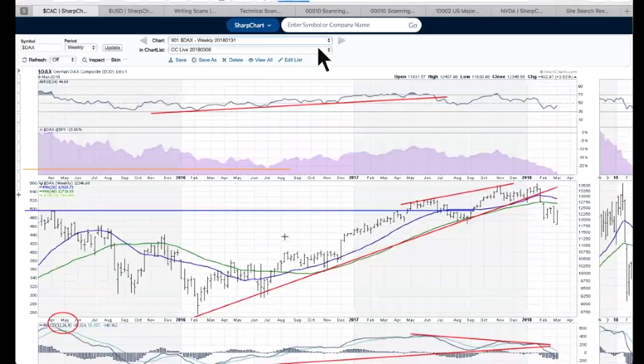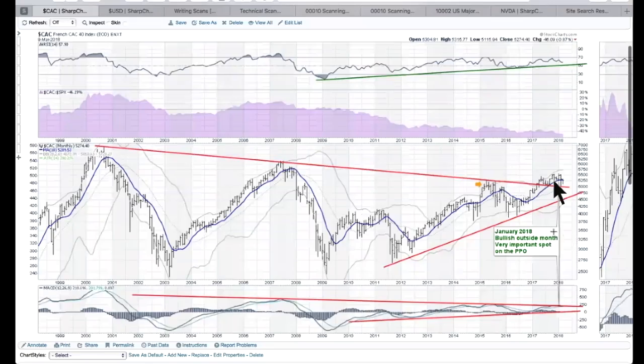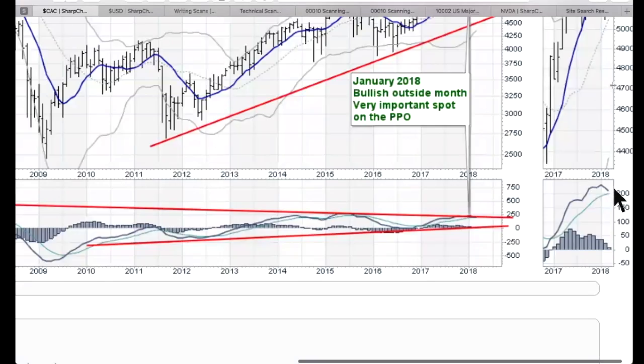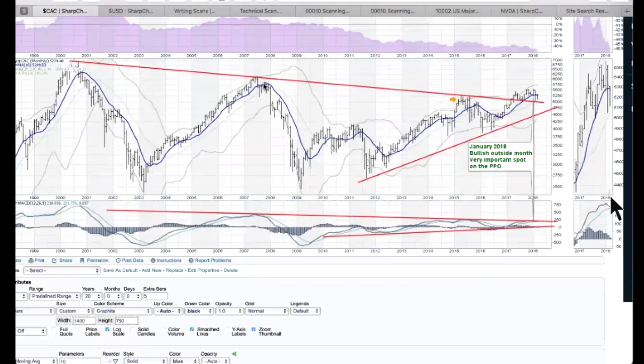The French market is up against this 15-year resistance line. It's rolled right over. Hasn't quite crossed yet this month, so we'll see how March ends up. Can it bounce enough to stop that momentum from rolling over? Great question. We'll have to see.